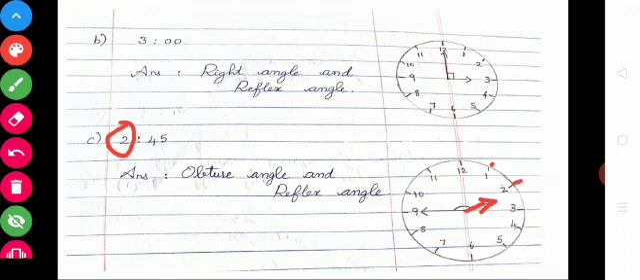5, 10, 15, 20, 25, 30, 35, 40, 45. The long hand is on the number 9. So what is that angle? See here, it is an obtuse angle, and on the opposite side it is a reflex angle. So it is an obtuse angle and a reflex angle.